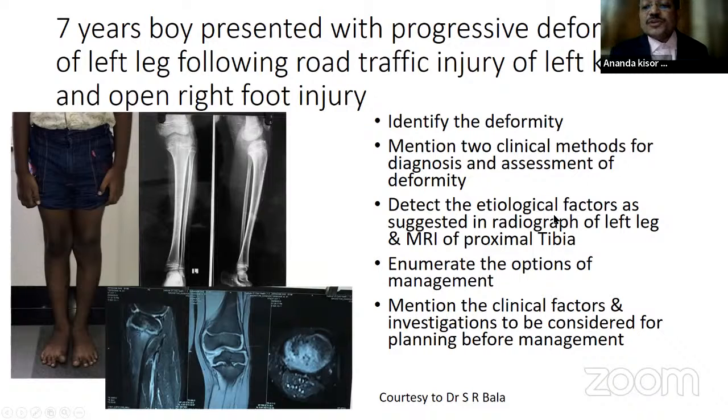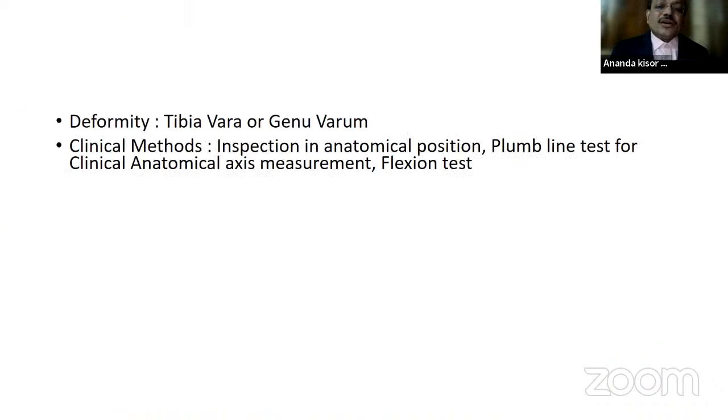Now detect the etiological factor as suggested in the radiograph. As you can see, in the radiograph something is happening over here, and the MRI clearly suggests there is some abnormality over this. See, this is the physis, and inside the physis some bar has developed. As you can see here, this is a posteromedial bar. It has developed in the proximal tibial epiphysis. So basically, the deformity is tibia vara, the genu varum.